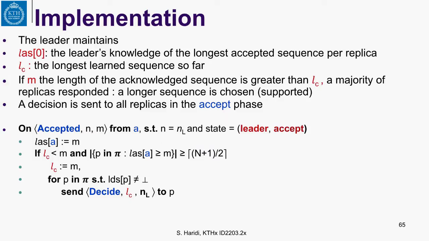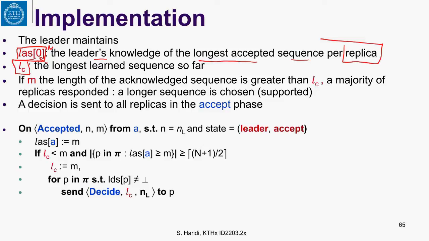That is easy, in fact. Every process maintains what is called the longest accepted sequence. Initially, for all n processes, it is an array or a map, one position for each process, and it is initially 0. This is an array initialized to 0, and it contains the leader's knowledge of the longest accepted sequence per replica, including himself, of course. And LC, as we know, is the longest learned sequence, or the longest decided sequence so far.